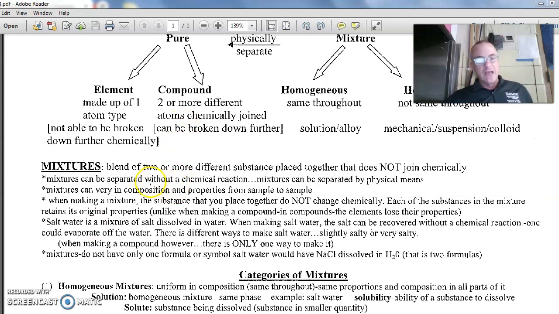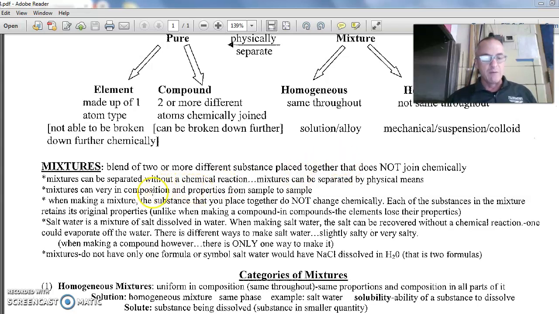Since they do not join chemically, mixtures can be separated without a chemical reaction. And we will look here in a minute at ways to separate mixtures. In other words, you can separate mixtures physically. You can use the properties of the different substances in that blend or that mixture, and you can use those properties of each of the substances to pull them back apart.